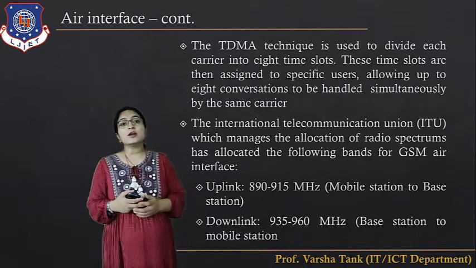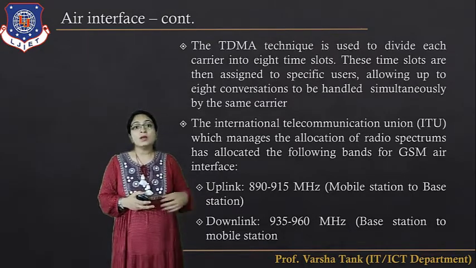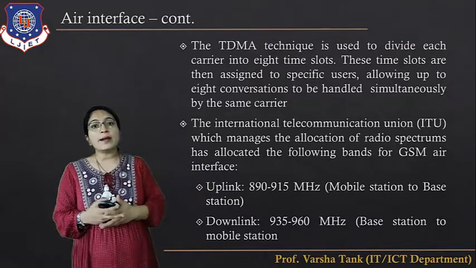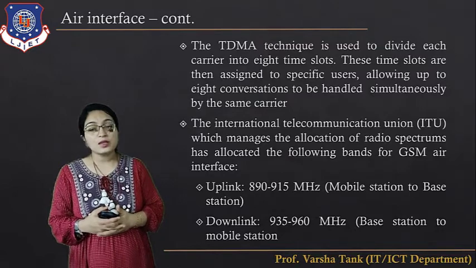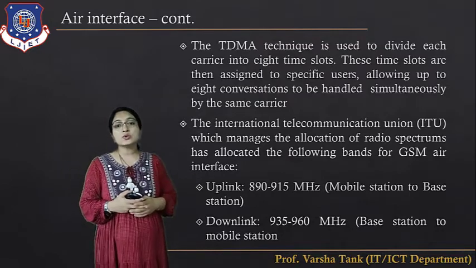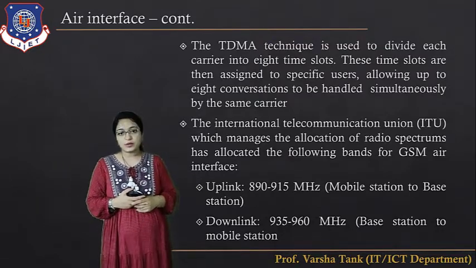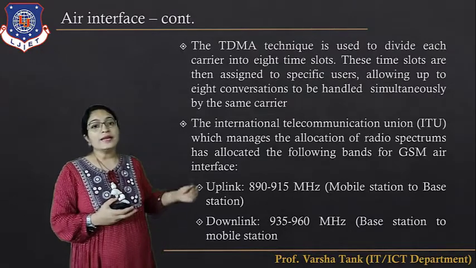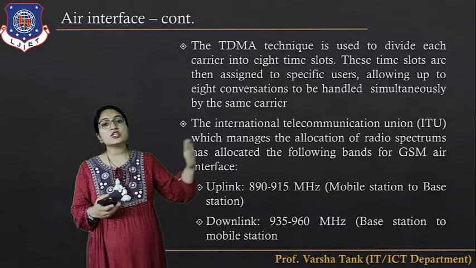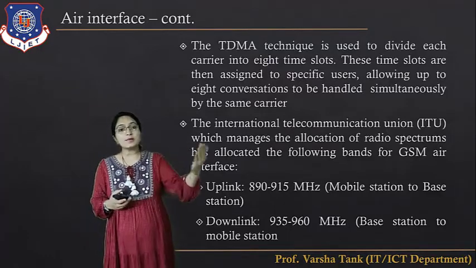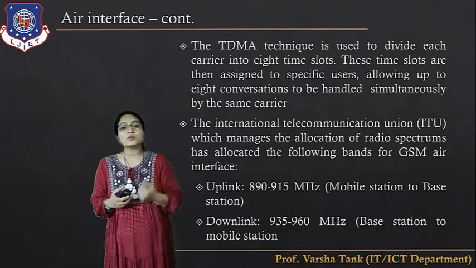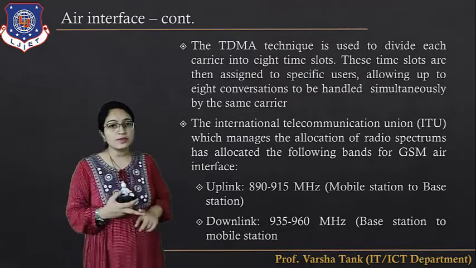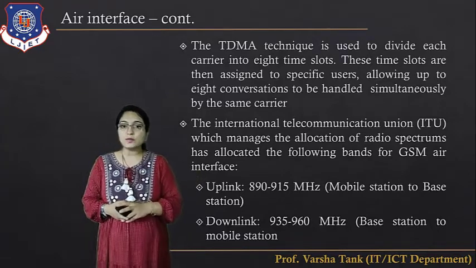The International Telecommunication Union, that is ITU, which manages the allocation of the radio spectrum, has allocated the following bands for the GSM air interface. Here two frequencies are used, that is the uplink frequency and the downlink frequency. What is the uplink frequency? That is 890 to 915 MHz. That is the uplink frequency, that means mobile station to the base station. Downlink means base station to mobile station, so 935 to 960 MHz is the downlink frequency.